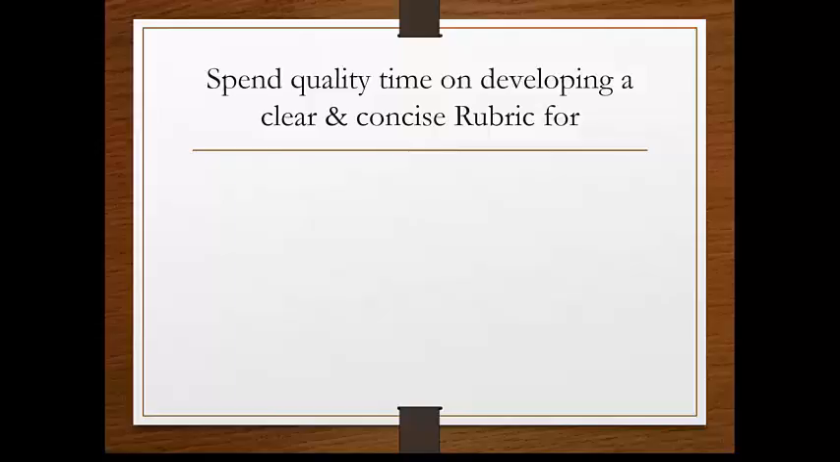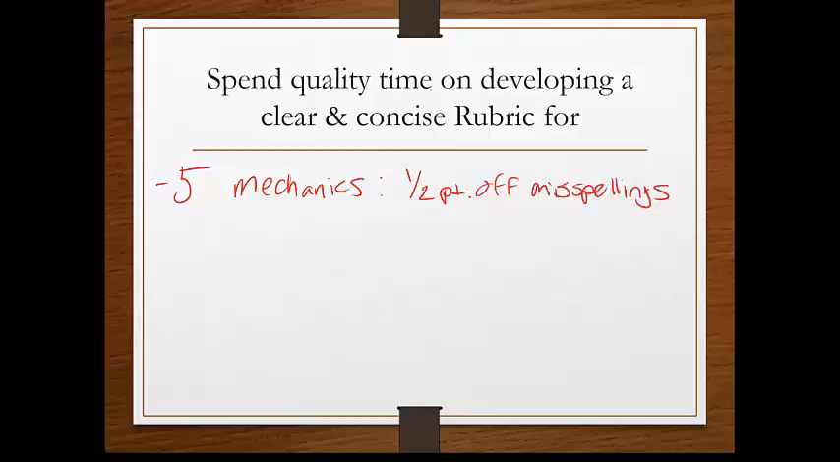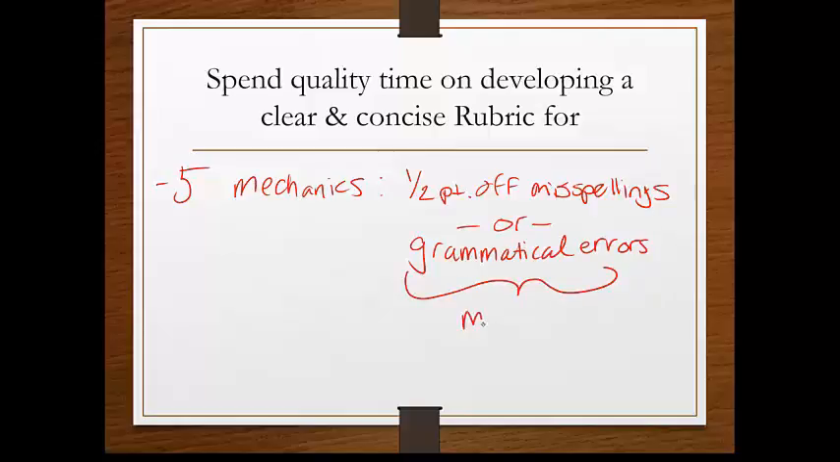For example, if you're setting up a plan for an essay, a well-detailed set of grading rubric rules would be stated something like 5 points off for mechanics. And then specify, that means that a half a point will be taken off for misspellings or grammatical errors. This will be up to a maximum of 5 points off.